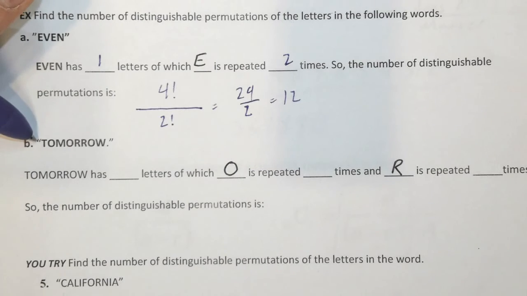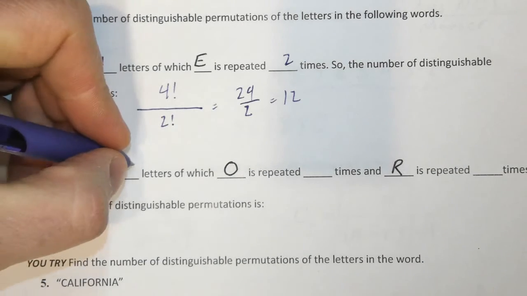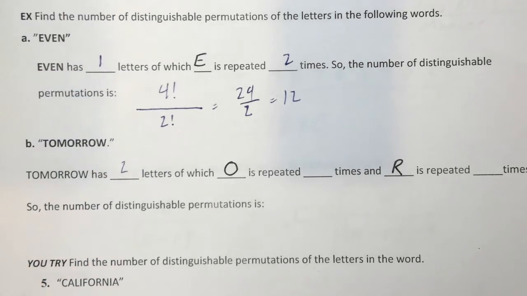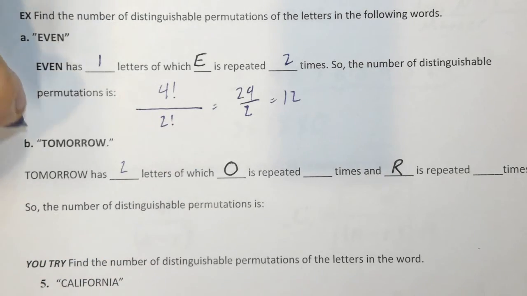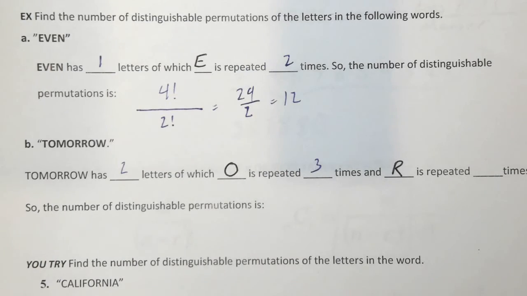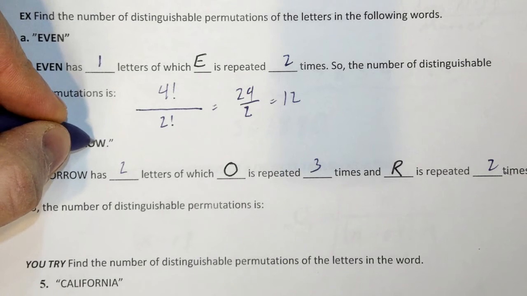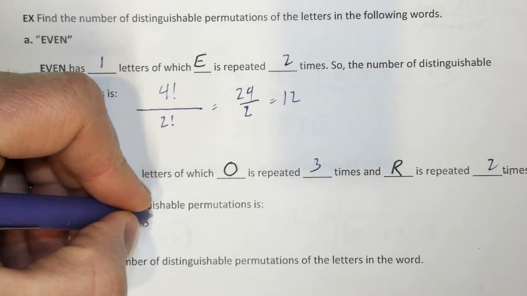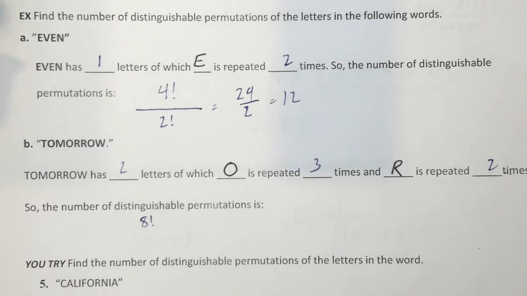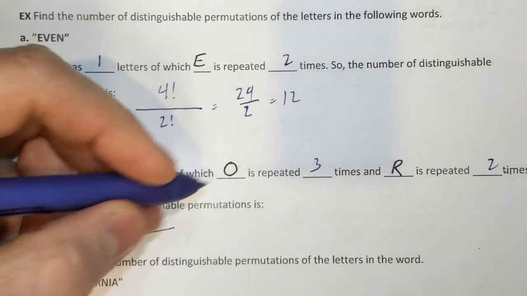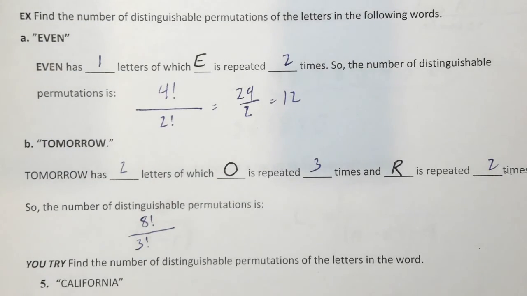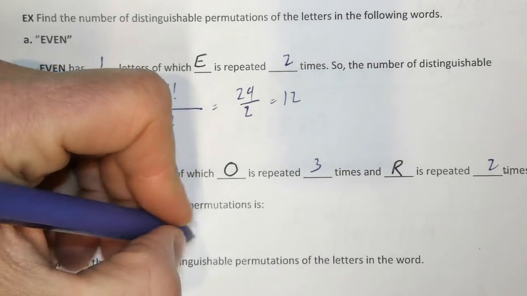Let's do an even more complicated word. The word tomorrow right here: the O is repeated 3 times in the word, and the R is repeated 2 times in the word. In this word, 1, 2, 3, 4, 5, 6, 7, 8, there are 8 letters in total, so it should just be 8 factorial. But because of that O being repeated 3 times, we're going to have a 3 factorial in the denominator. And because of that R being repeated 2 times, we're also going to have a 2 factorial in the denominator. That is going to make this a lot smaller than what it could have been.